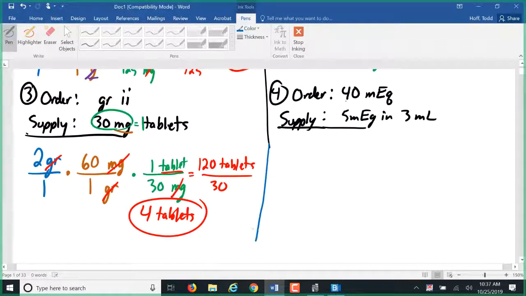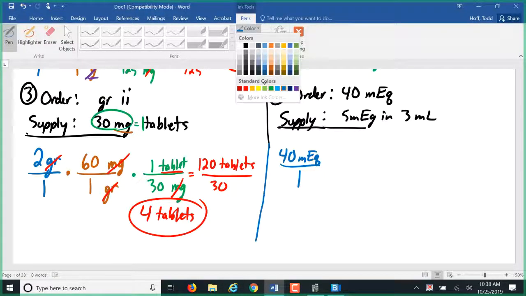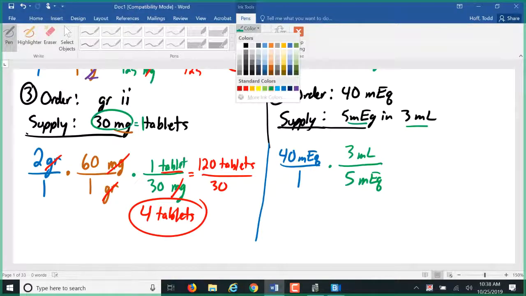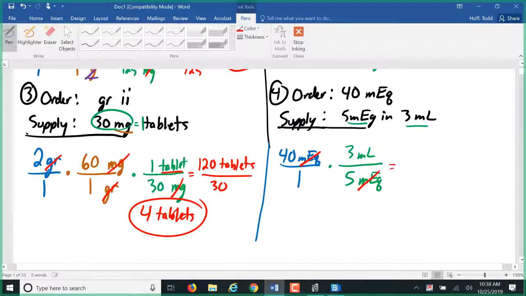Number 4. Order is for 40 milliequivalents. MEQ stands for milliequivalents. What's a milliequivalent? It is just another unit of measure, just like milligrams, grains, grams, units. They use milliequivalent. Working with it is just the same as working with any other unit. So our supply is listed as 5 milliequivalents in 3 milliliters. So the milliequivalents have to go on bottom so they cancel out. 5 milliequivalents equals 3 milliliters. Milliequivalents will cancel out. 40 times 3 milliliters is 120 milliliters. On bottom, 1 times 5 is 5. We divide that out. 120 milliliters divided by 5 is 24 milliliters. Any questions there?